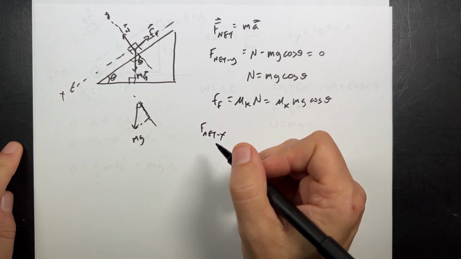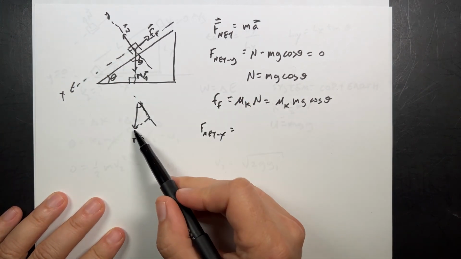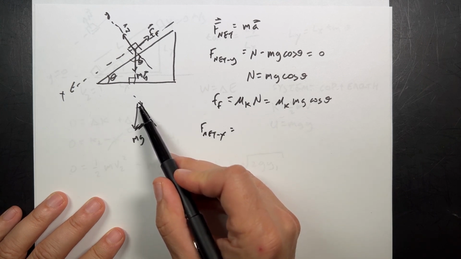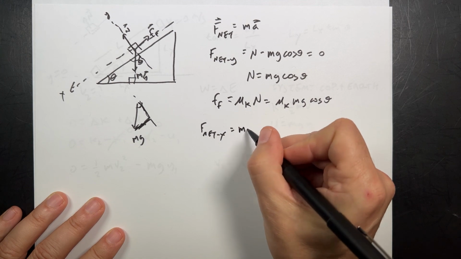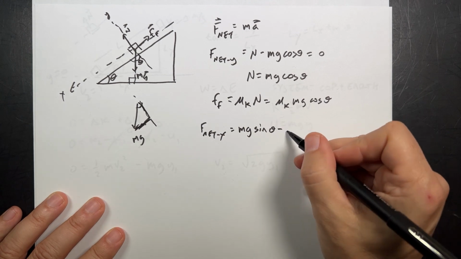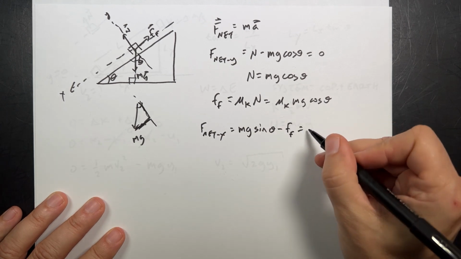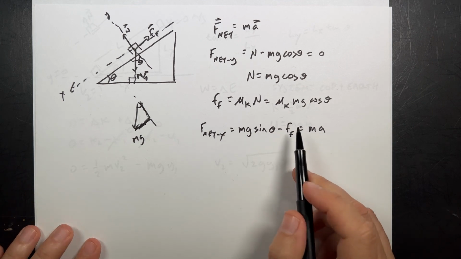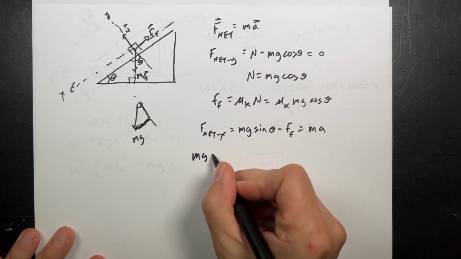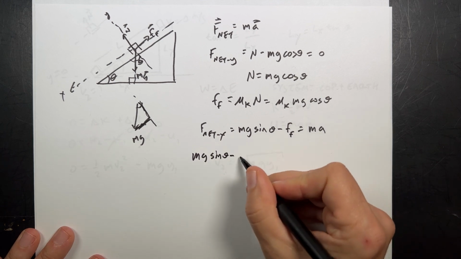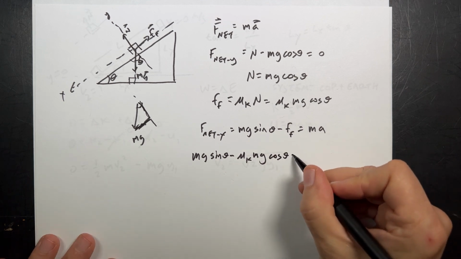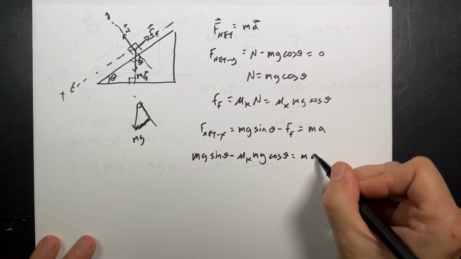And again, this is my positive x direction. Now I have my component of the gravitational force in the x direction, and that's the opposite side of that angle. So this will be mg sine theta. And the frictional force is in the negative x direction: minus ff equals ma. I can plug in my value for the frictional force from right here. mg sine theta minus mu k mg cosine theta equals ma.